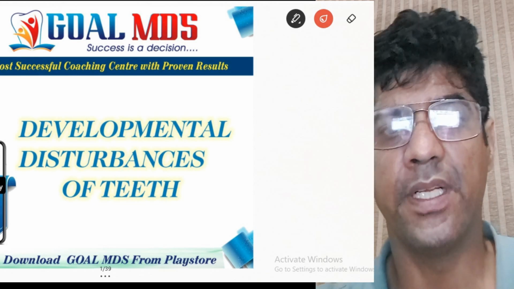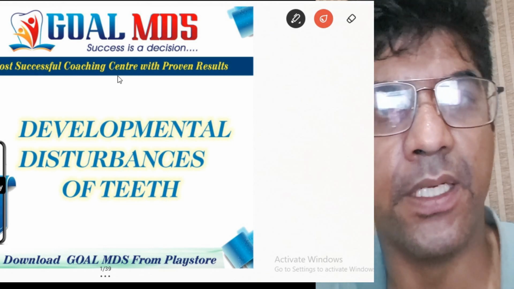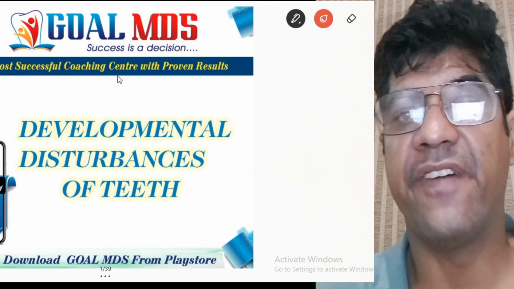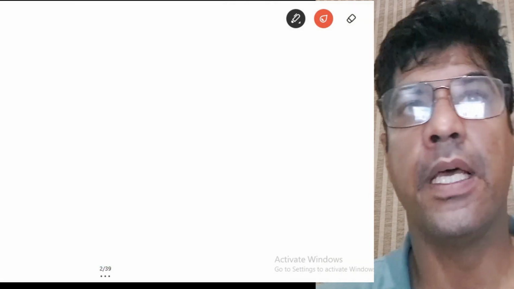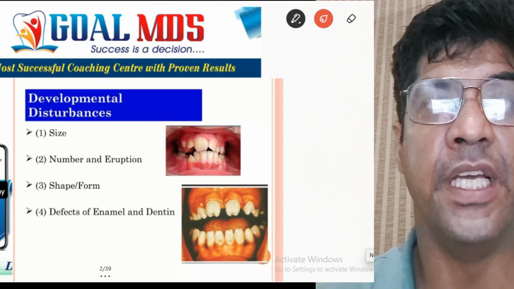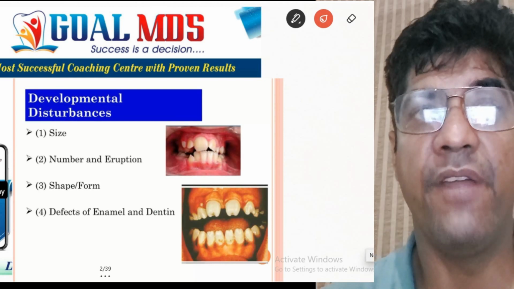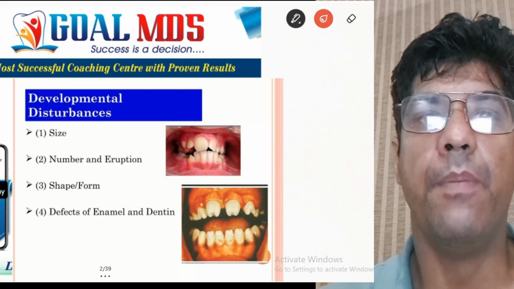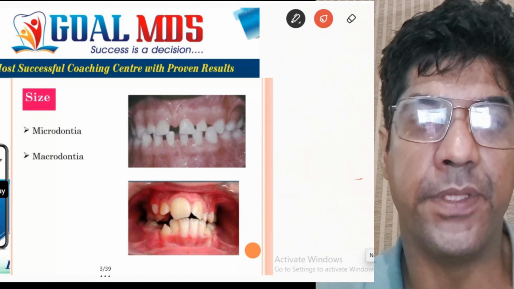So, hello students. Our today's topic is developmental disturbances of the teeth. First of all, we classify the dental anomalies either on the basis of their shape, number and eruption, or defect of the enamel and the dentine. Based upon the number, they can be either hypodontia or hyperdontia.